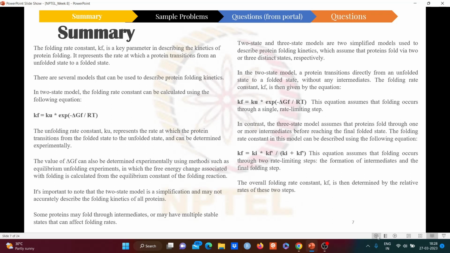Overall, the two-state and three-state models provide simplified descriptions of protein folding kinetics but may not accurately represent the complexity of folding in all proteins. So more complex models, such as those that include multiple intermediates, may be needed to accurately describe the folding kinetics of some proteins.